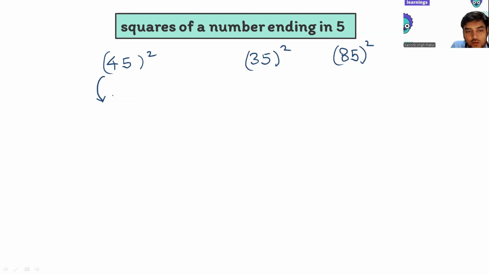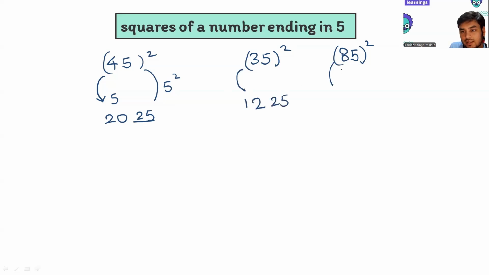So what is after 4? 5. So I'll do 4 times 5. That will give me 20. And 5 square is 25, that I'll keep here. So at the end, it will always end with 25. The other numbers will be the tens digit multiplied by the number after it. That's it. So 3 times 4 gives you 12, and 5 square is 25. Again, the number after 8 is 9. So 8 times 9 gives you 72. With 5 square, it is 7225. So this is what you have to do.